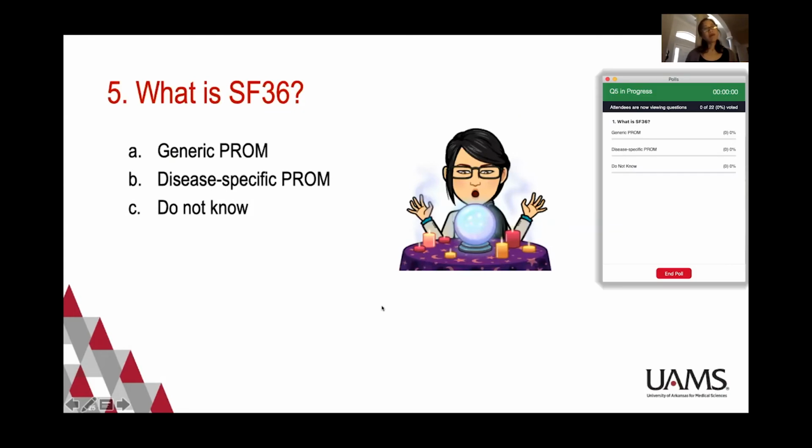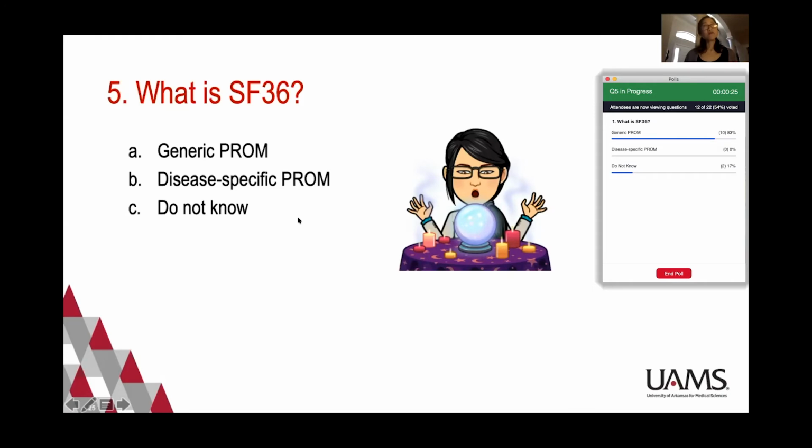So I believe that you're familiar with the SF-36. You're probably thinking about the acronyms PCS and MCS, the Physical and Mental Component Scores. I just want to see if you know whether SF-36 is a generic or disease-specific PROM.